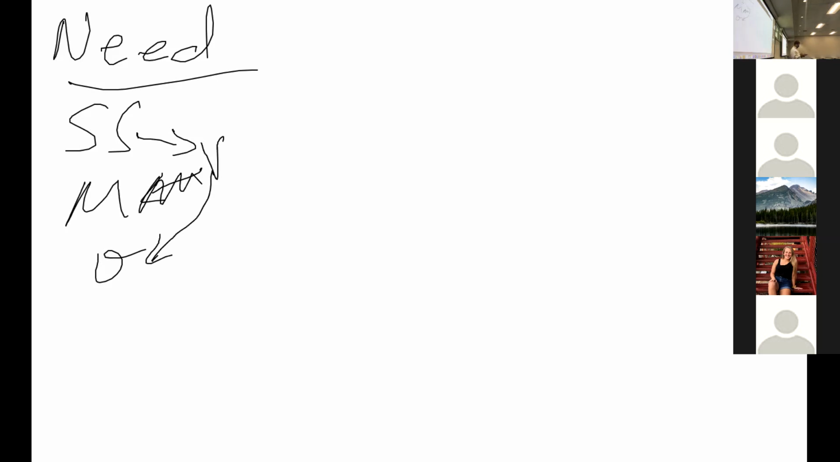Okay, so we know we need our sum of squares. Actually, we really only need our standard deviation, but to get our standard deviation, we have to get our variance. And to get our variance, we need our sum of squares, right? So let's go ahead and work this out.